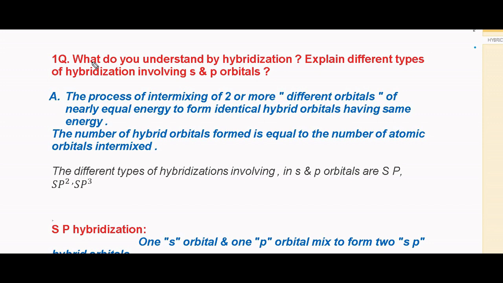Today in this lesson we are going to learn an LAQ from chemical bonding. Here is the LAQ: what do you understand by hybridization? Explain different types of hybridization involving s and p orbitals.